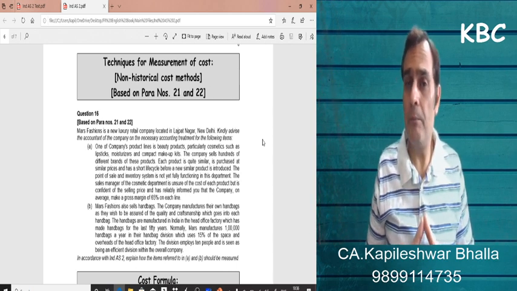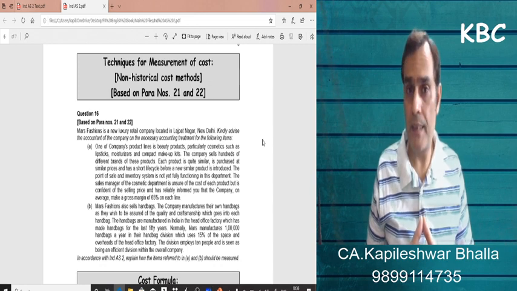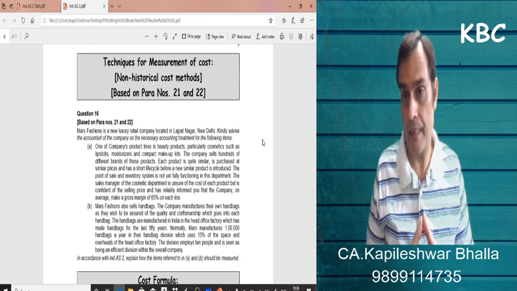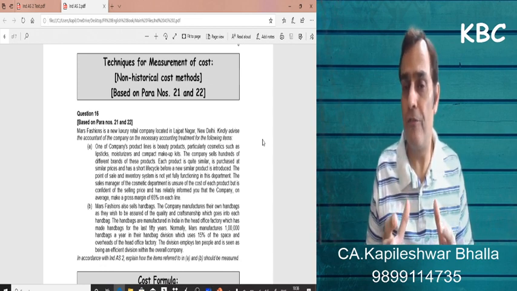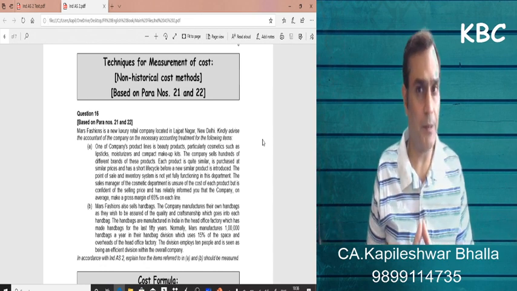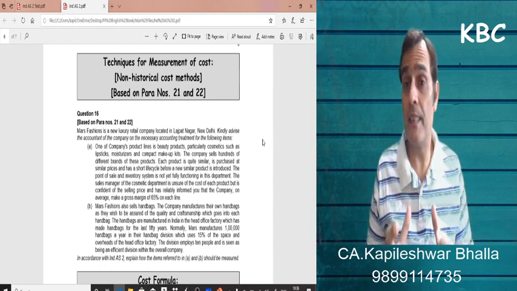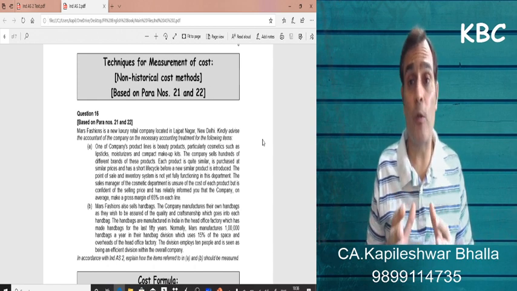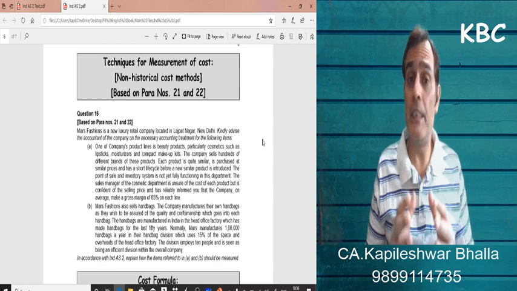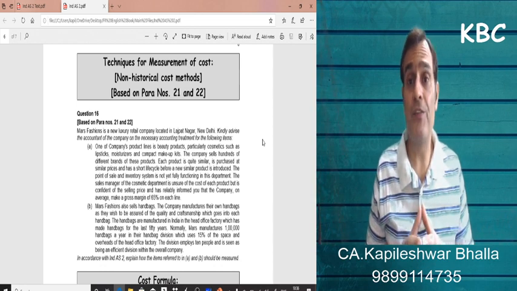It says one of the company's product lines is beauty products, particularly cosmetics such as lipsticks, moisturizer, and compact makeup kits. Then it says the company sells hundreds of different brands of these products. It says the company sells 100 different brands of these products, and each product is quite similar, is purchased at a similar price, and it has got a short life cycle before a new product is introduced.